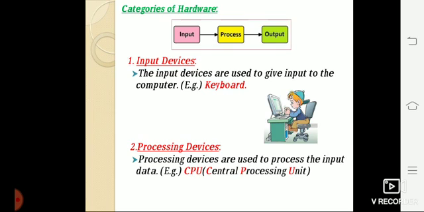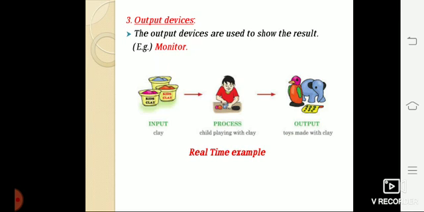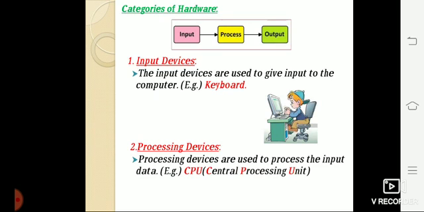Next, categories of hardware. Hardware is categorized into three types. They are input devices, processing devices, and output devices. First, we are going to see the input device. Input devices are used to give input to the computer. Example, keyboard. Through the keyboard, we can give input to the computer. Next, processing devices. Processing devices are used to process the input data. Example, CPU, Central Processing Unit. It is used to process the given data.